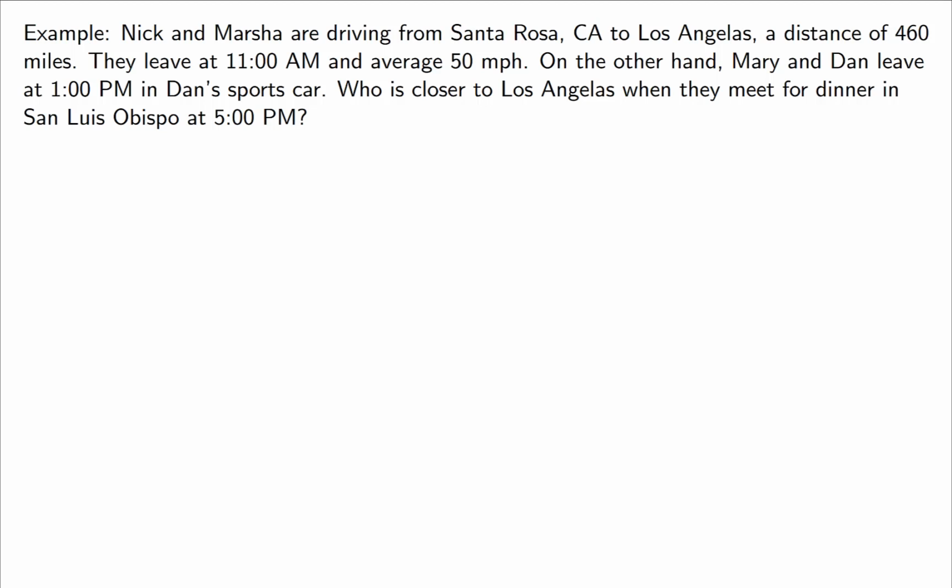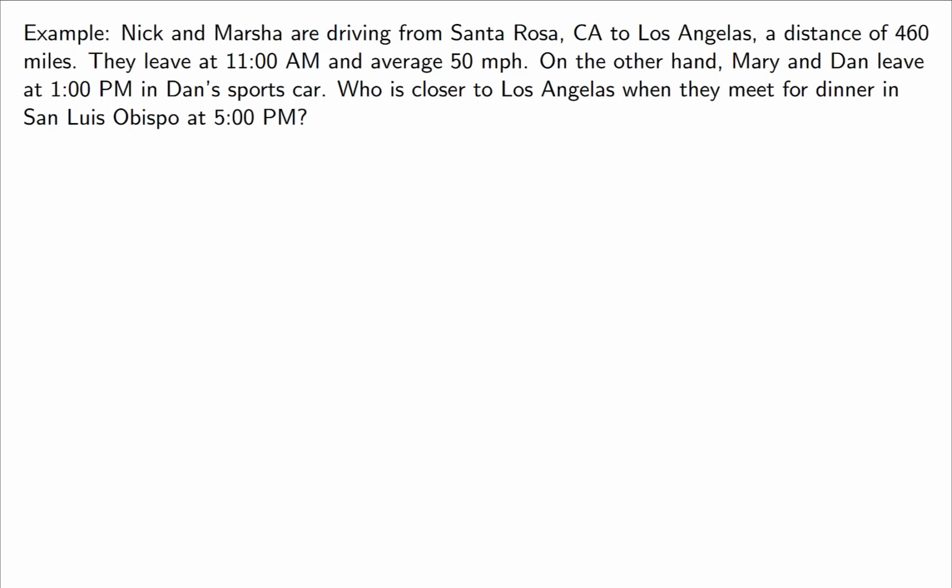There's a lot of math that you could try here, but let me point you a little bit in the right direction. Or maybe I'm misdirecting you, I don't know. Nick and Marcia left at 11. They left 2 hours before Mary and Dan. Now, Nick and Marcia were told how fast they went. Mary and Dan, we are not told how fast they went. We're simply told that they were in Dan's sports car. Okay, maybe if it's a sports car, it was driving a little bit faster. We're also told the distance from Santa Rosa to Los Angeles. So now we just have a strange question of who is closer? Feel free to pause and think about this one, and then I'll let you know what's really going on in this problem.